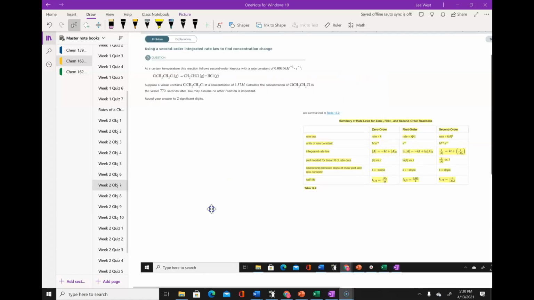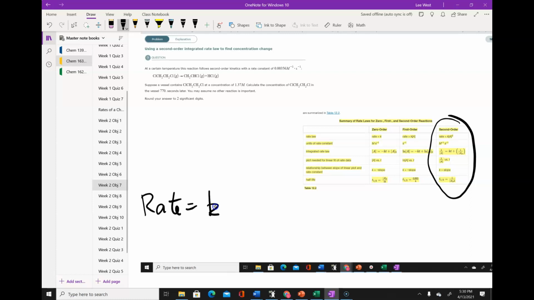Okay, so in objective 7, it looks like we're going to use the second order integrated rate law. So going to my table, 12.2 from the book, second order, and there it is. There's a few things that we know. The rate law is going to be our rate constant times the concentration of our reactant. I'm not going to write that whole thing out. I'll just call that A, and it's second order.